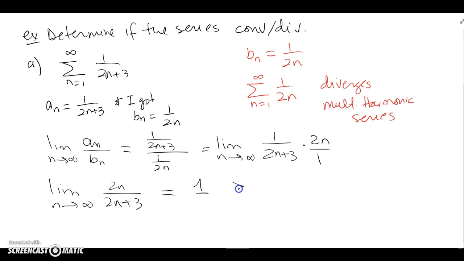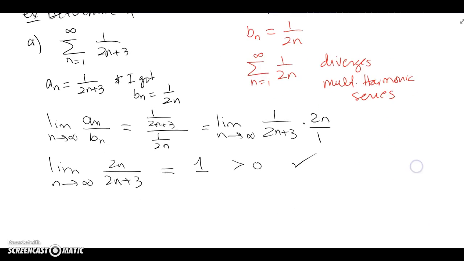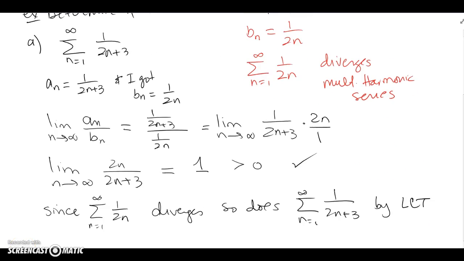So this 1 is greater than 0 and it's finite, so I ended up with a value that I could actually use. And since the series I came up with to compare it to diverges, this one also has to diverge, because both of them have to behave the same way. The limit comparison test says that both behave in the same manner. So since this one diverges, so does the one that I was given.